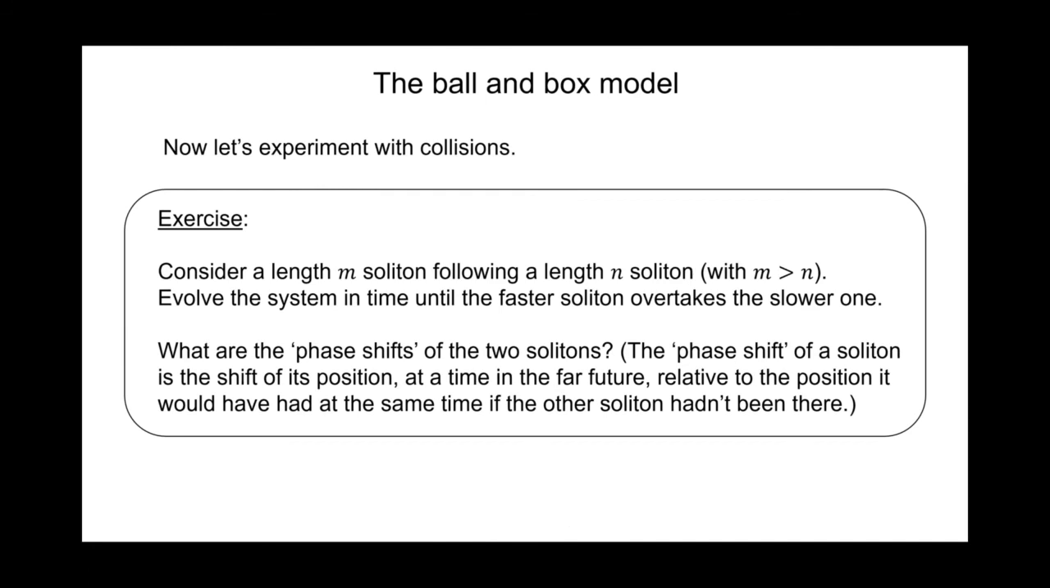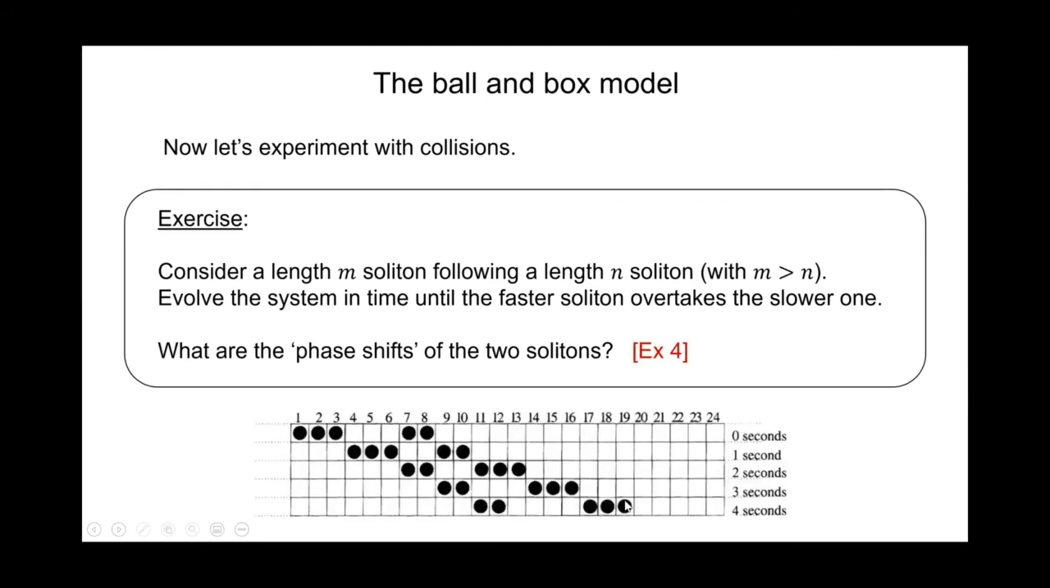Now, if you've done your exercise correctly, you should have found that the phase shift is equal to plus or minus 2n. So in particular, the faster soliton has a positive phase shift, which is twice the length of the slower or shorter soliton, and the phase shift of the slower soliton is the negative of that. In particular, this is an example. And in exercise 4, which you will look at in the first homework, you will have to derive this result in full generality.